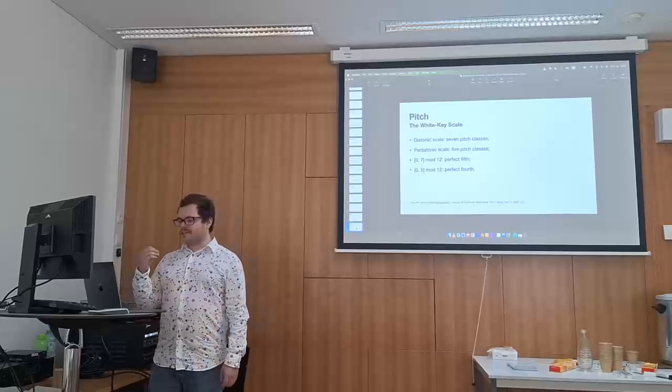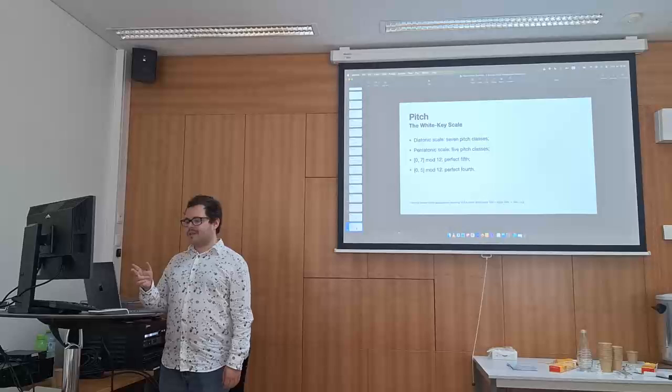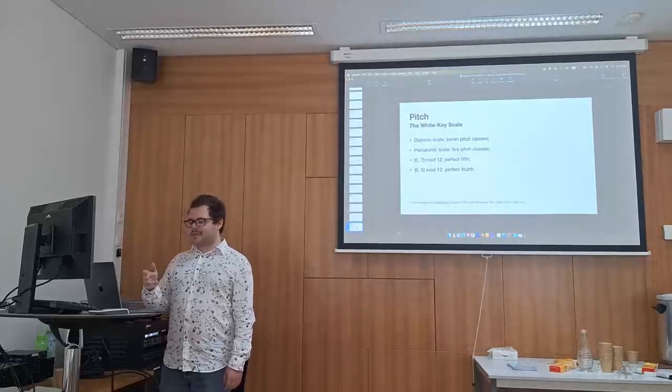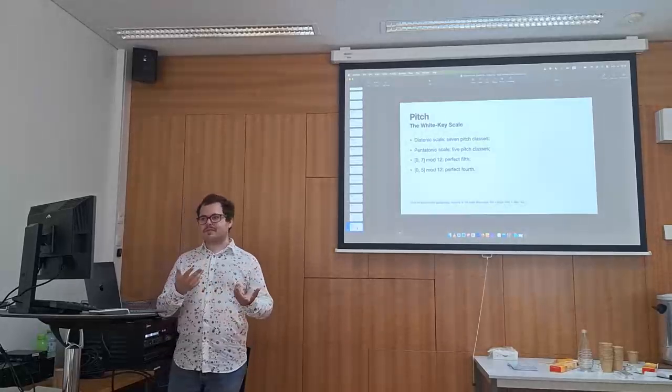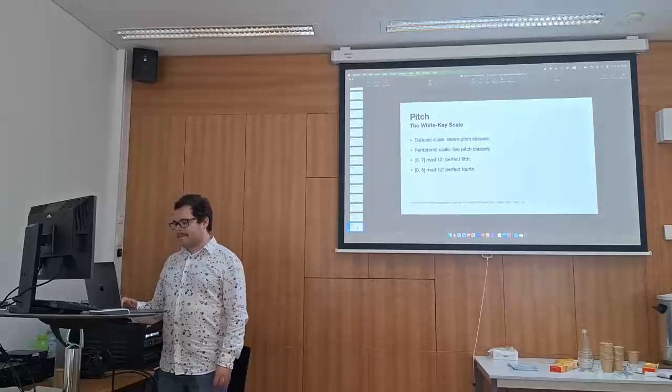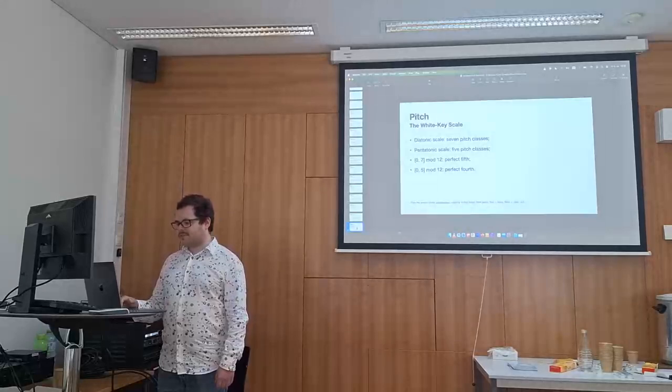What is interesting is that in integer notation, 0,7 modulo 12 is a perfect fifth, and 0,5 modulo 12 is a perfect fourth, which is the inversion of the perfect fifth. Pentatonic comes from the ancient Greek pentatonikos, meaning of 5 tones.